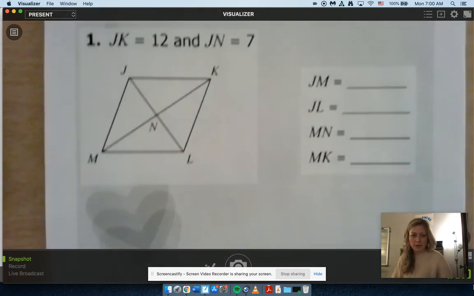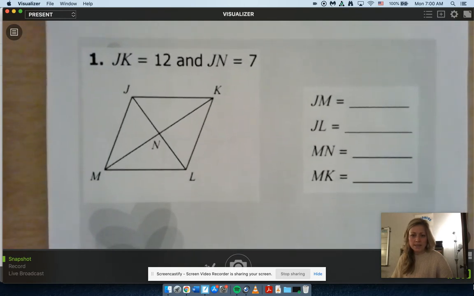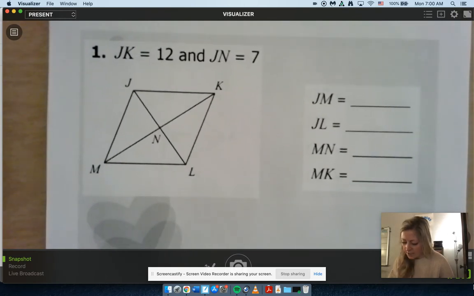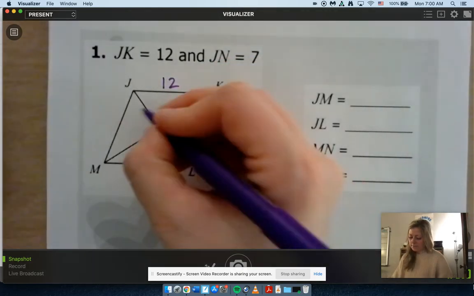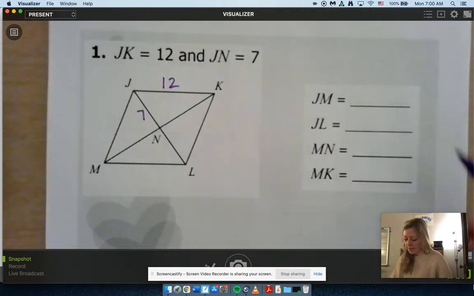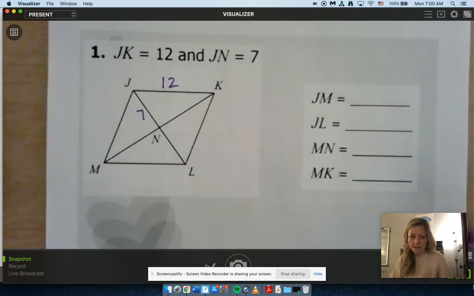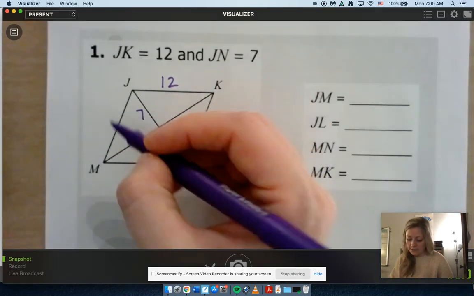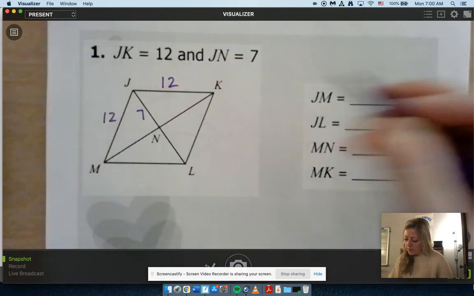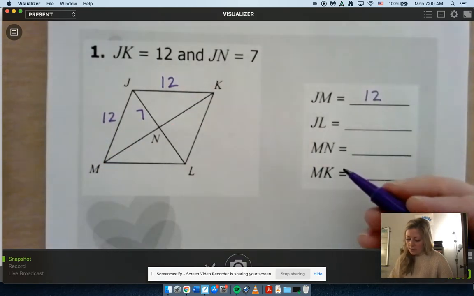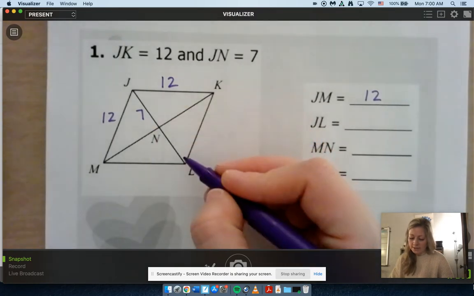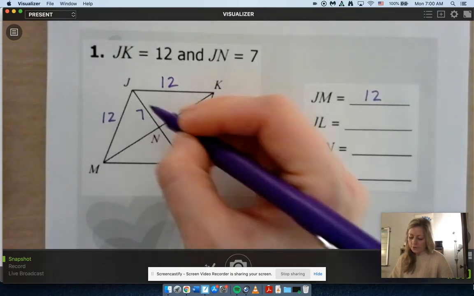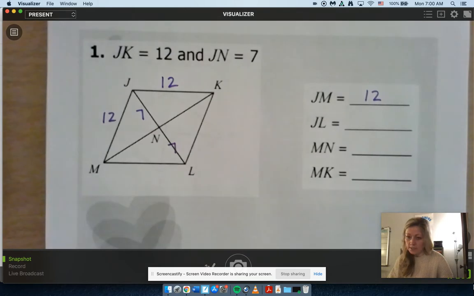So let's see what we are given here. It says JK is 12 and JN is 7. And we are looking now for these 4 missing lengths. So JM is just a side, and we know all sides are equal, so that's another 12. JL would be this whole diagonal, and remember your diagonals are bisected, so if this half is 7, over here is 7, for a total of 14.